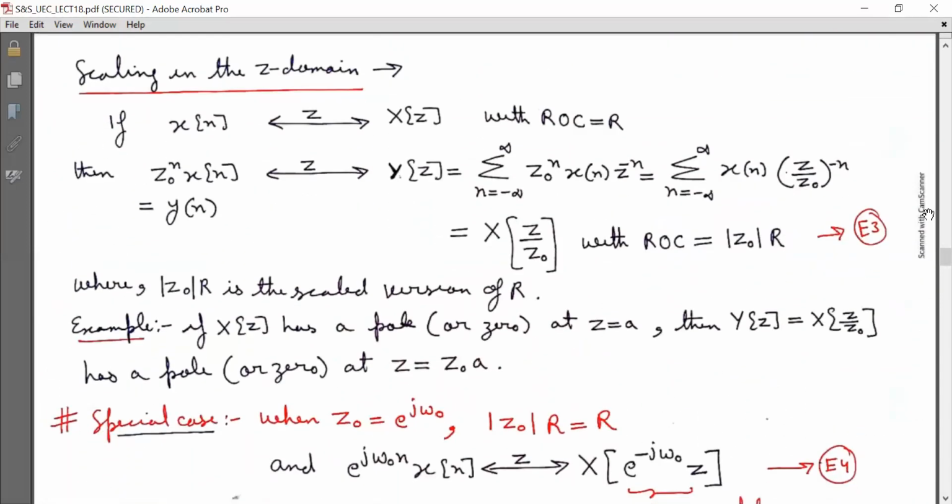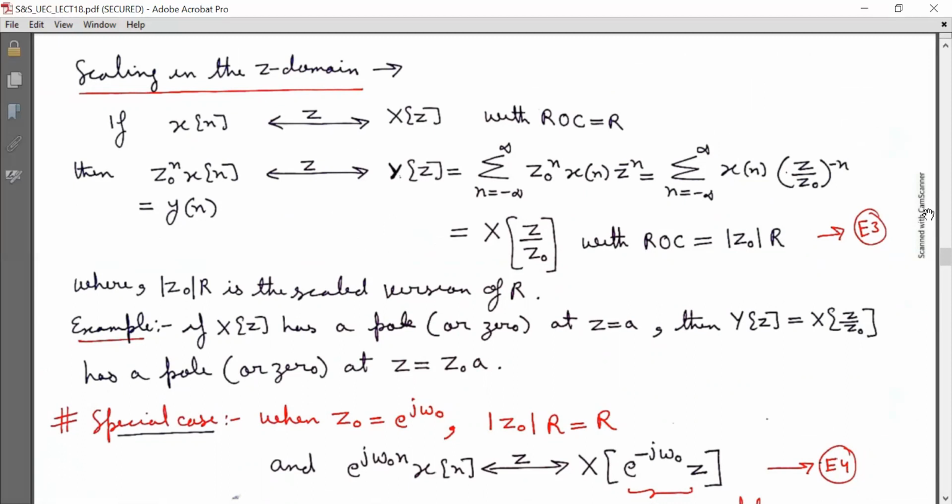Now we will talk of scaling in the z domain. Now if the sequence x[n] is having z transform X(z) with ROC equal to capital R, then z naught raised to power n times x[n] is equal to y[n].